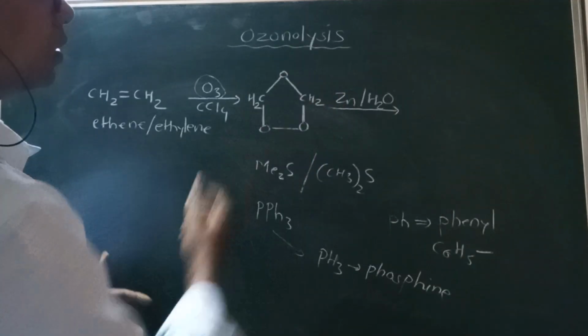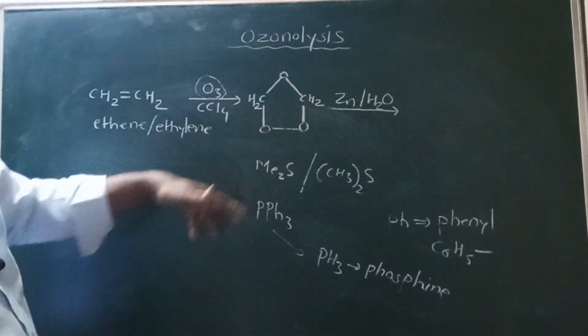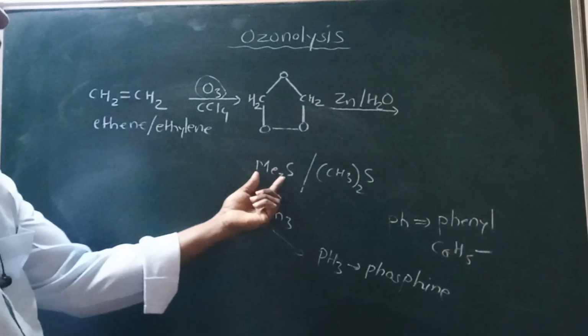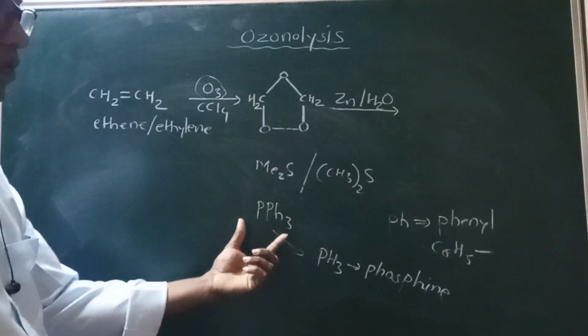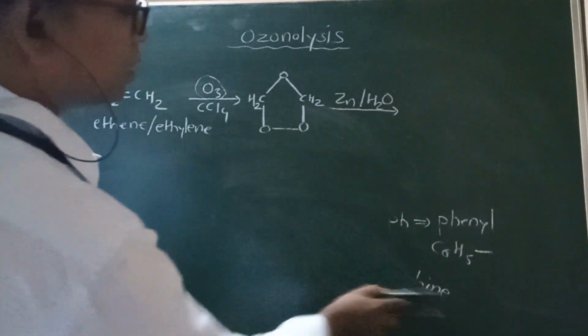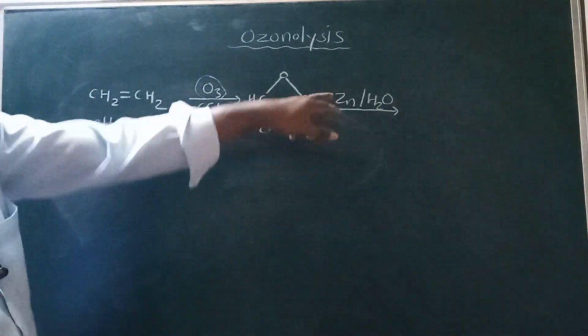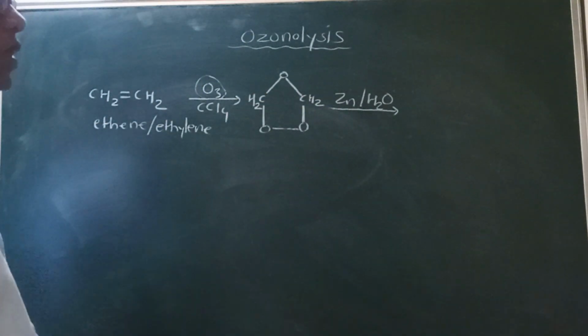So instead of zinc and water, you can also use any of these compounds, and all these are mild reducing agents. It's dimethyl sulfide. It's triphenyl phosphine. So let us see reductive cleavage with the help of zinc as a reducing agent. Here the role of zinc is a reducing agent.